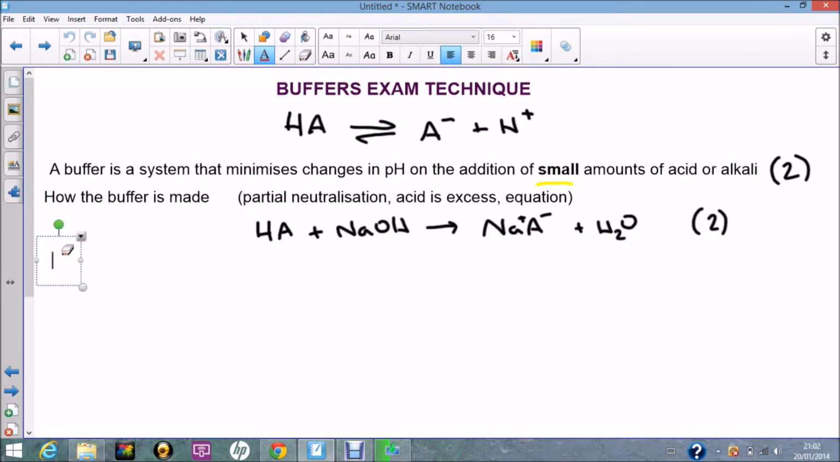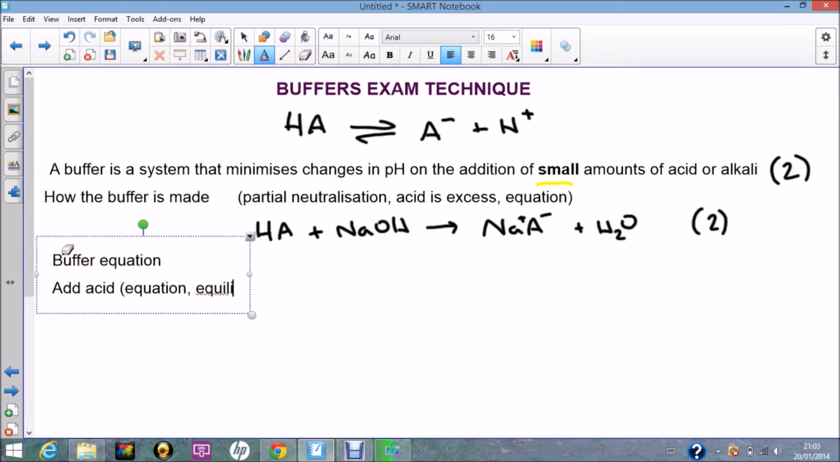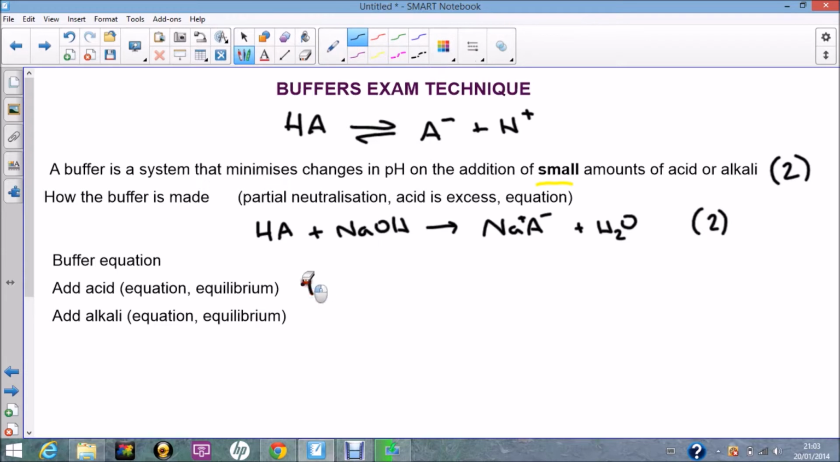And I'm going to explain what the buffer equation is, which we've got at the top of this page. Then I'm going to say what happens if you add acid, and for that I'll need an equation, and I need to talk about which way the equilibrium shifts. And then I'm going to talk about what happens if you add alkali, and again I'll need an equation, and I'll need to say what happens to the equilibrium. Each one of these things will be 2 marks, so 1 for the equation and 1 for the shift in equilibrium.